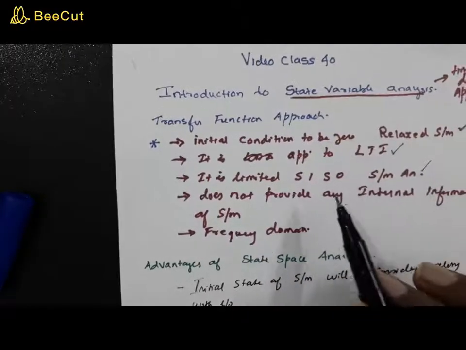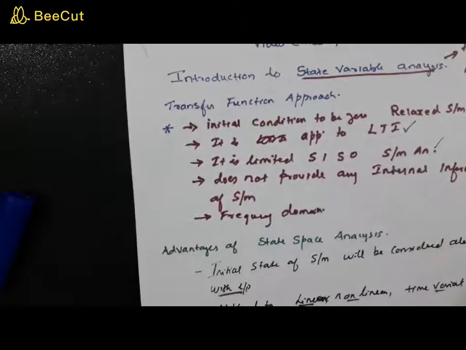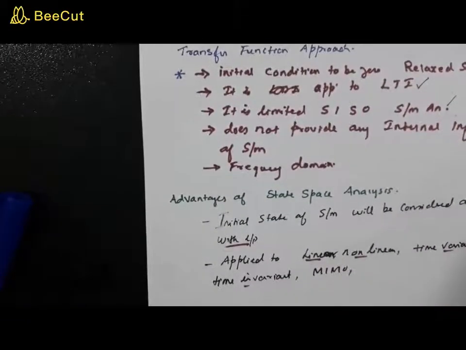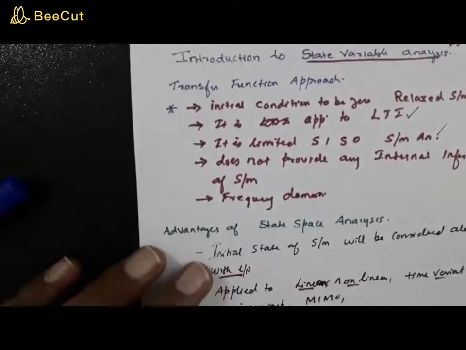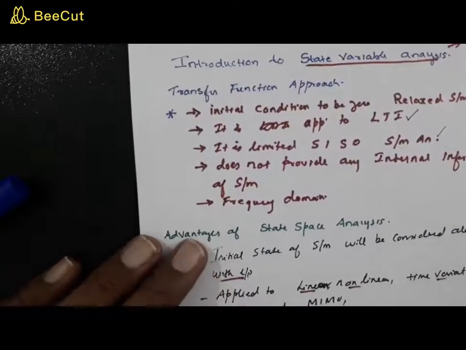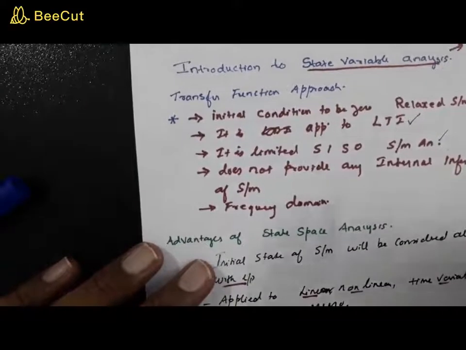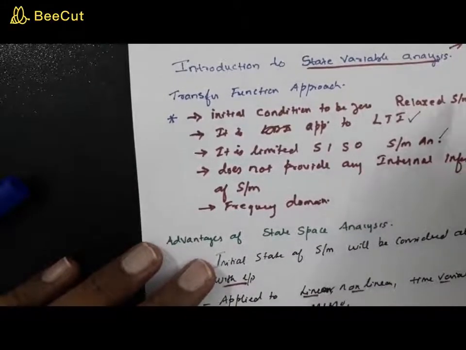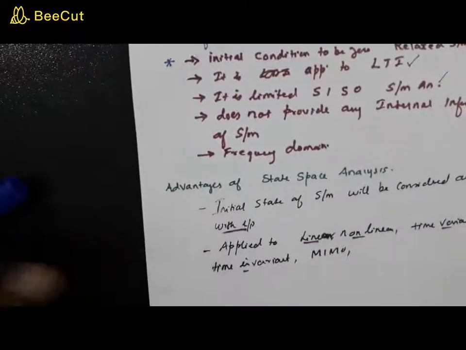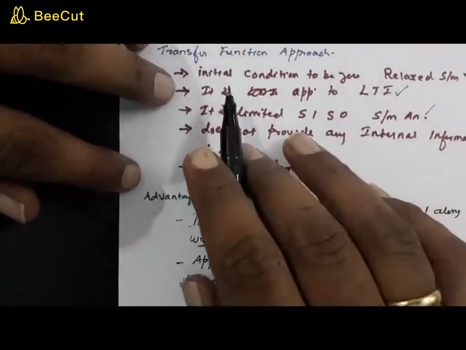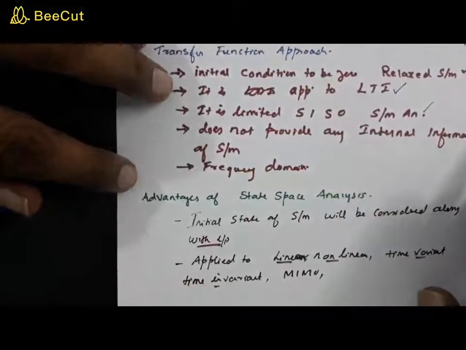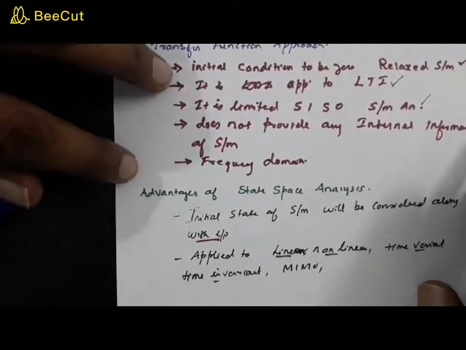And not only that, the transfer function approach is a frequency domain approach, or an S domain approach. So these are the drawbacks of the transfer function approach, and thereby the analysis may not be accurate. So in order to have an accurate analysis, especially for a practical system where you will be dealing with initial conditions, most of the systems can have initial conditions.